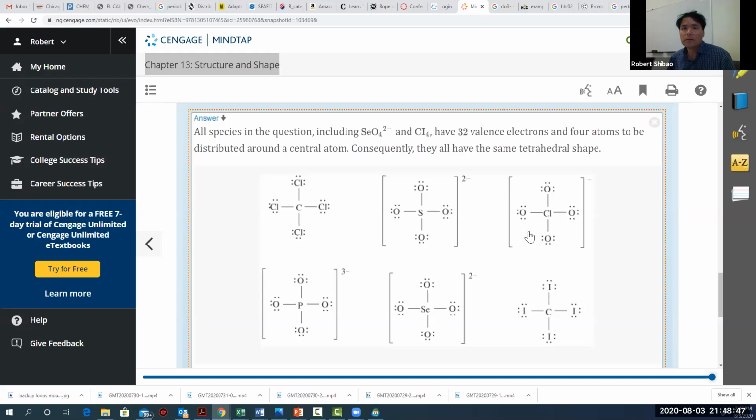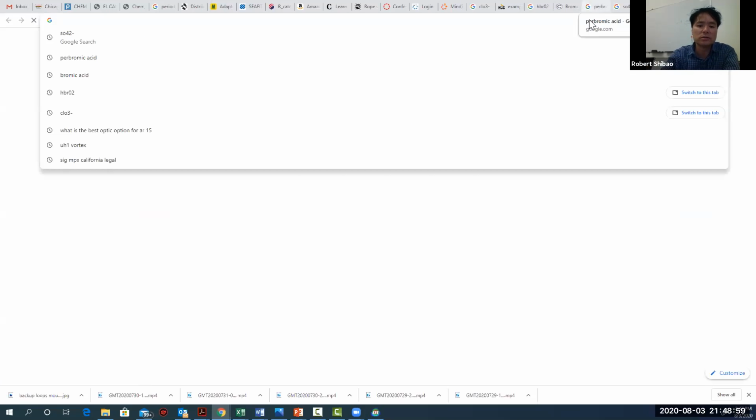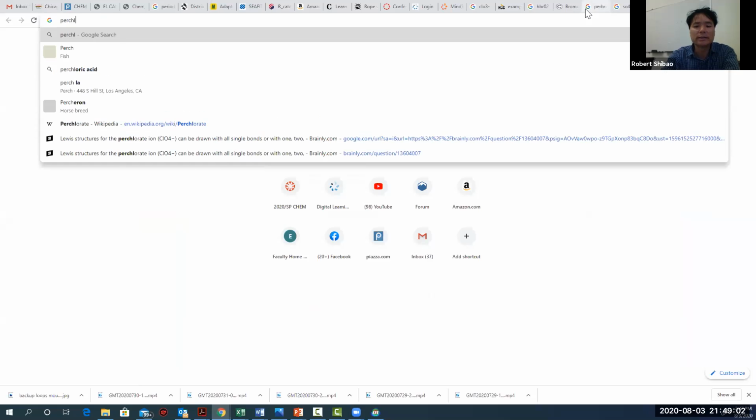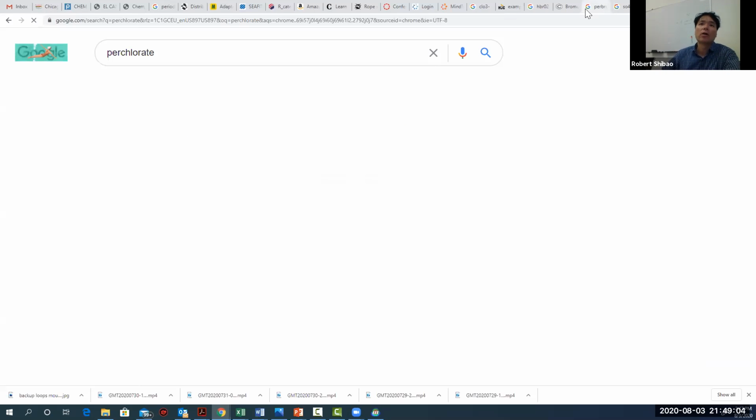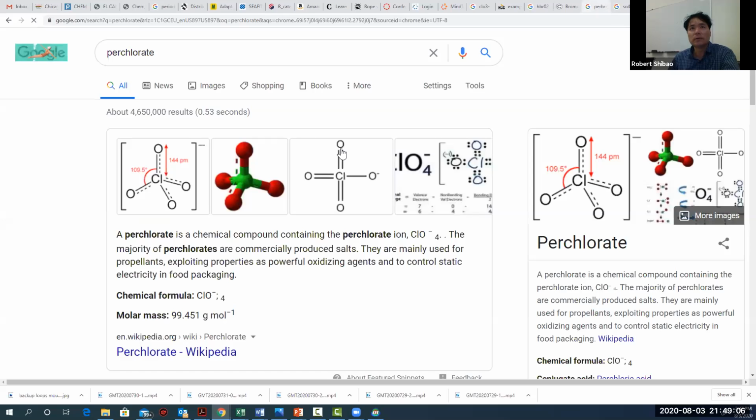Perchlorate, we already did that one, you know, or perchloric acid. We did perchloric acid. This is perchlorate. We could put double bonds in there to reduce the formal charge. In this case, we'd probably put 3 double bonds in to reduce the formal charge to 0. So if we look at perchlorate ion, you can see they'll put 3 double bonds here to reduce the formal charge.